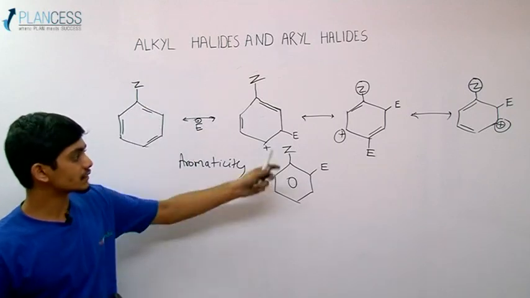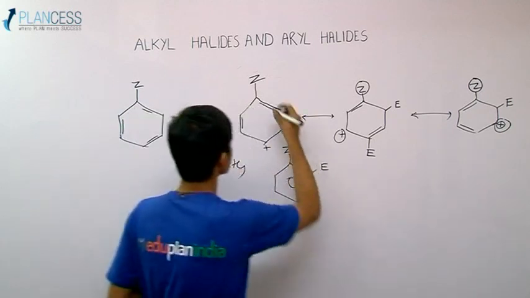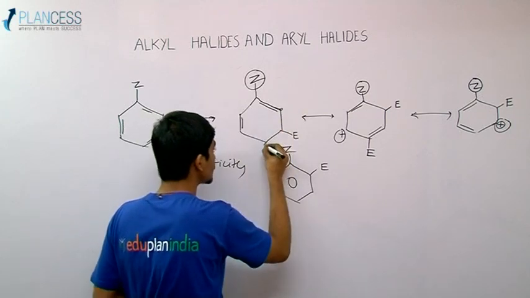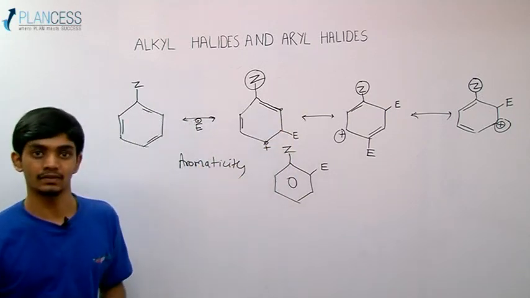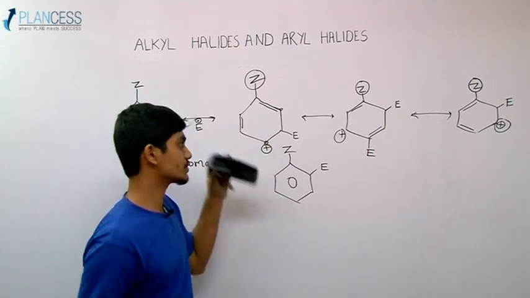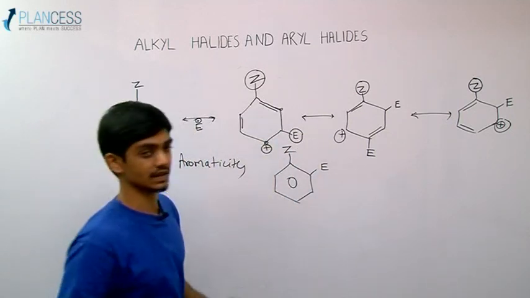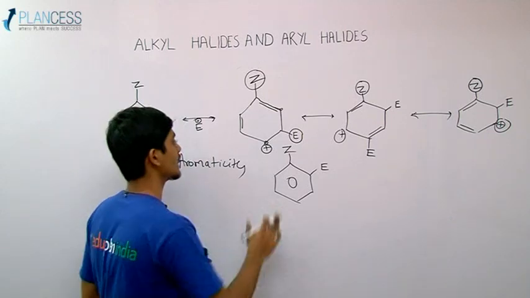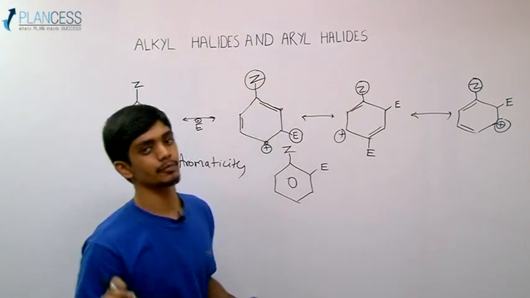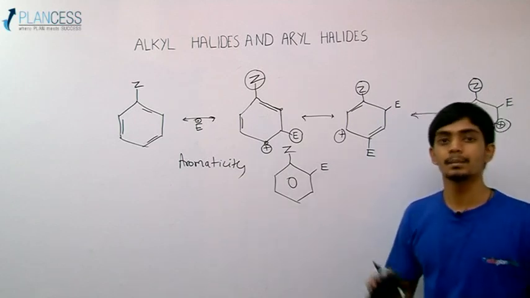Why? Why, if the positive charge comes at the ortho or the para position, is it destabilized? That is because, since it is an activating group, the electron densities at the ortho and the para positions are quite high, and hence the positive charge is not stable at those positions, and that is why we don't have the electrophile coming at the meta position. It will come always either at the ortho position, or at the para position, or at the two ortho positions. So this is the concept of ortho para directing and meta directing.